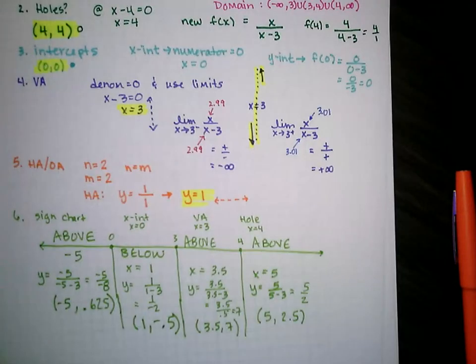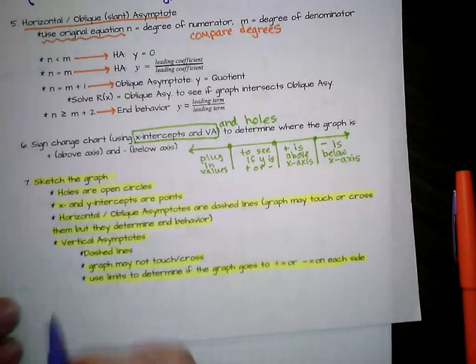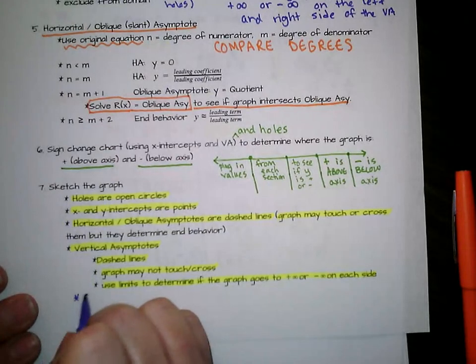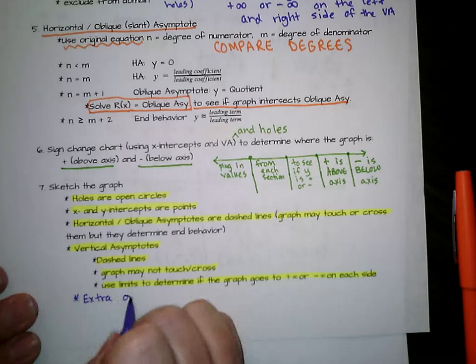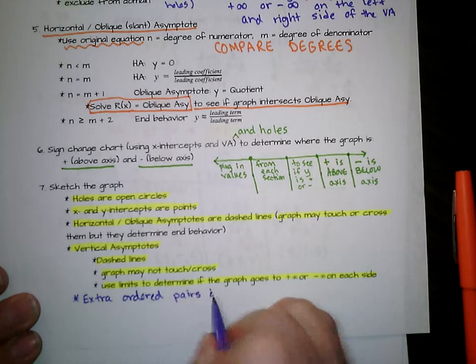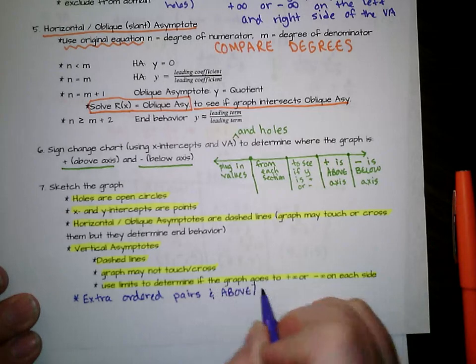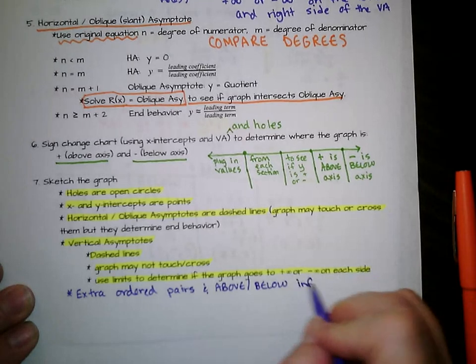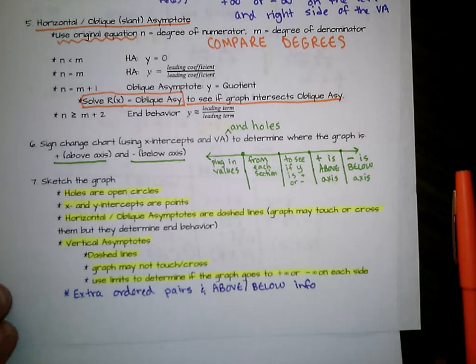Okay. Then I did not list this, but I would say that you should also include those extra ordered pairs that we graphed. There it is. So include the extra ordered pairs and above below info. Okay. So let's go.